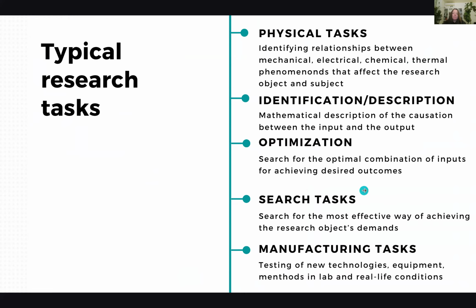So they can be physical tasks, so identifying relationships, physical meaning related to physics, not physical as in you have to manually do something. So identifying relationships between mechanical, electrical, chemical, thermal phenomena that affect the research object and subject. So, for example, in the case of those high entropy alloys we discussed today, that would be the addition of aluminium and how the chemical composition of a high entropy alloy affects its mechanical properties. That would be a physical task, meaning related to physics.